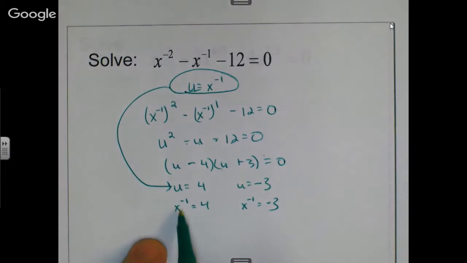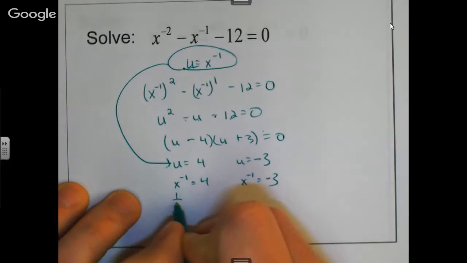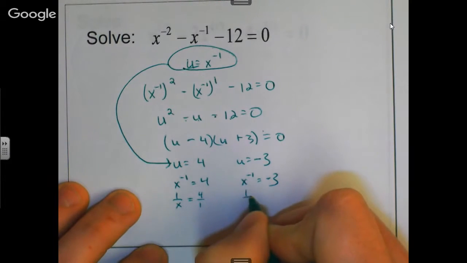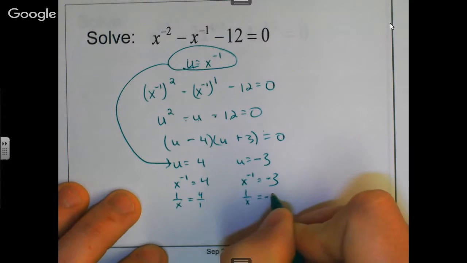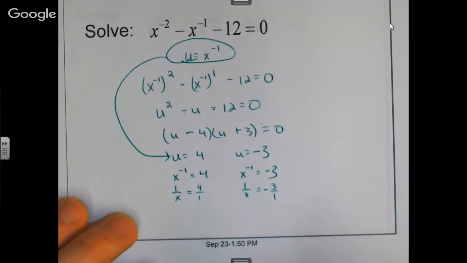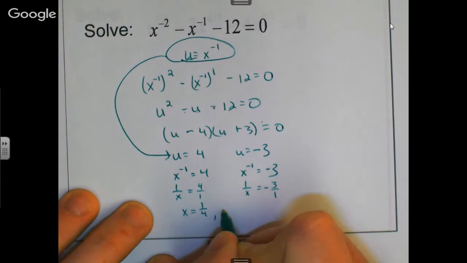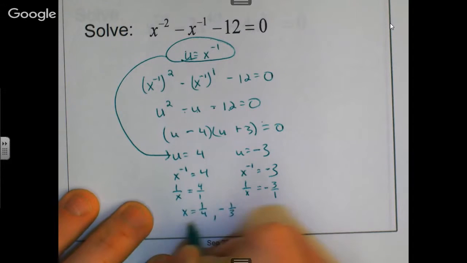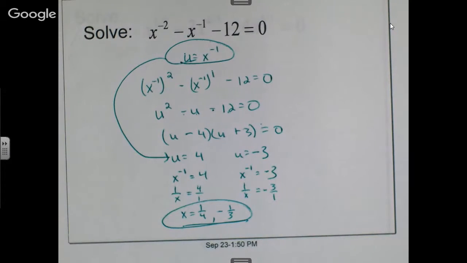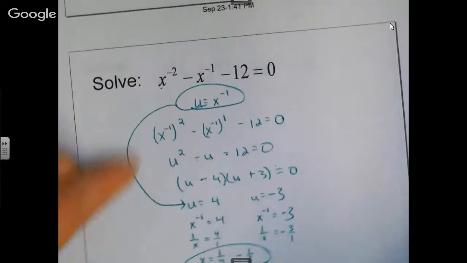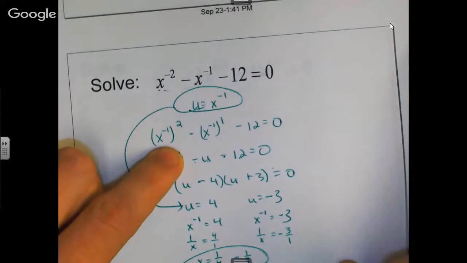Now x to the minus 1, that is 1 over x equals 4 over 1. 1 over x equals negative 3 over 1. That is the reciprocal, so all I got to do is flip it over. So x equals a fourth and negative 1/3. It's always a good idea to also go back in and check that. We could also graph this and look at the table. We'll look at this and then graph y equals 0, which is just the x-axis.